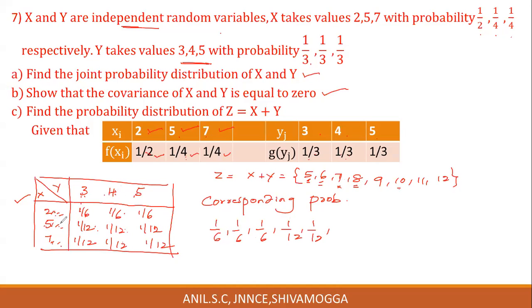5 plus 5, 10. Corresponding probability is 1 by 12. One more possibility is there. 7 plus 3 is 10 and corresponding probability is 1 by 12. Therefore, 1 by 12 plus 1 by 12 is 2 by 12. 2 by 12 is 1 by 6.